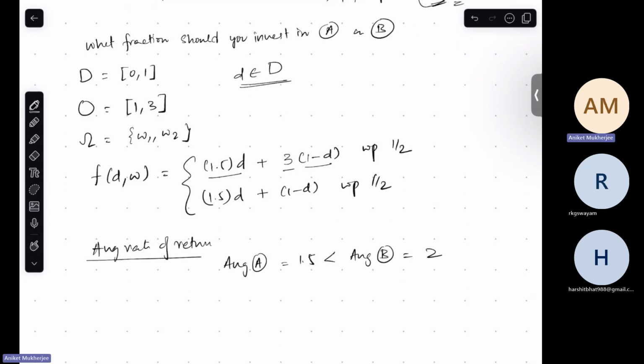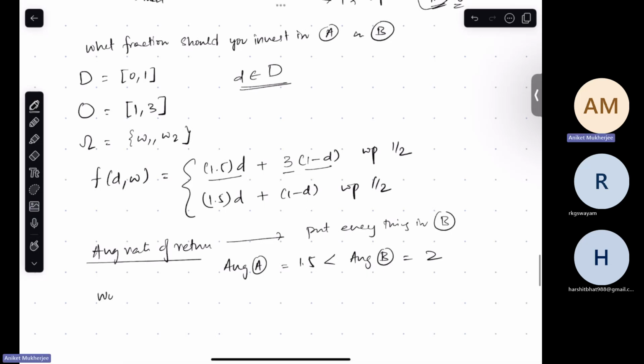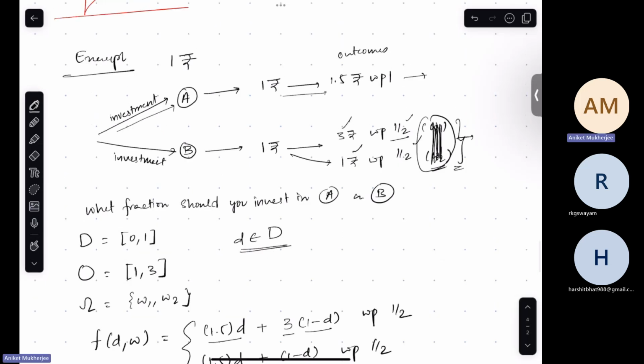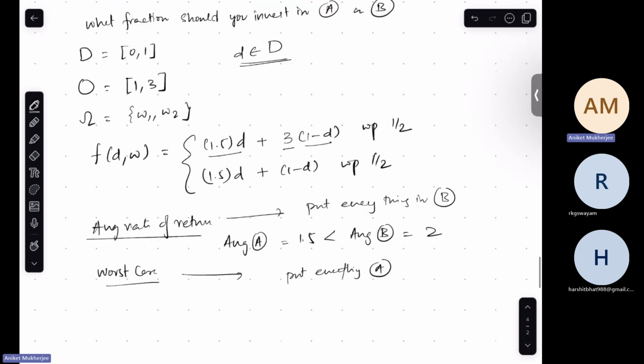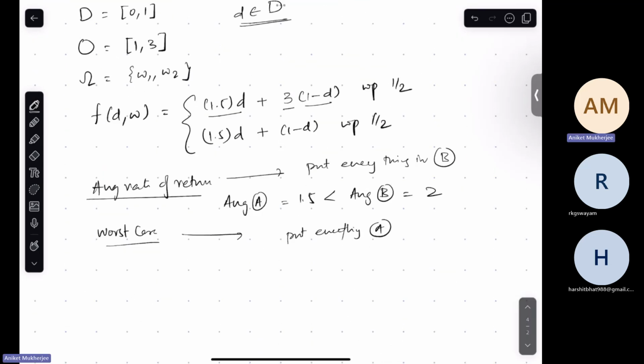So average of B is greater than average of A. So average rate of return would say you put everything in B. The worst case would tell you put everything in A, because the worst case in B is you get 1. You don't want the worst case. You want to maximize your output for all minimum output. So you will say that, okay, put everything in A, right?